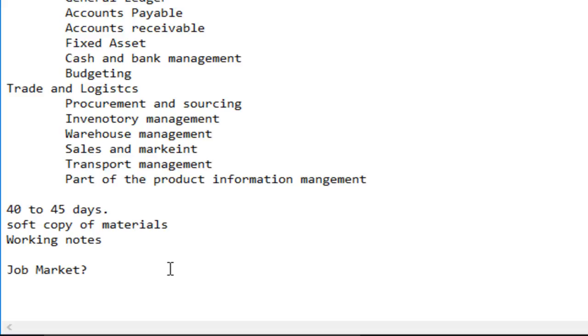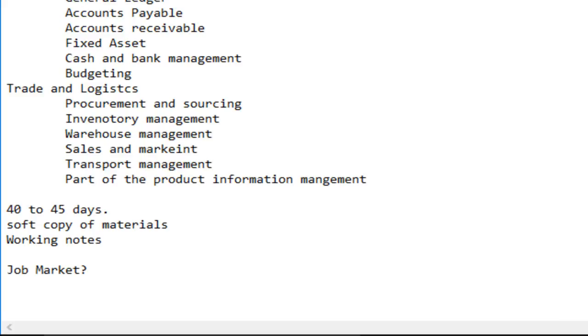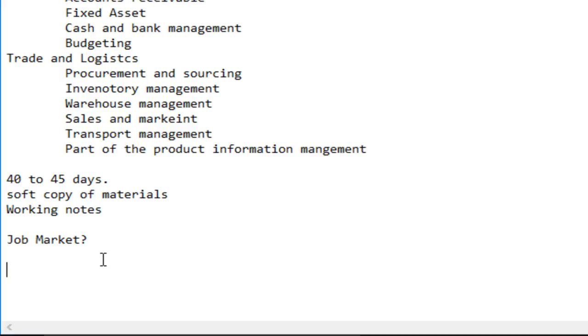Fine. Now we know what is AX, what is ERP, what is the market. But where do we get the jobs? Most of you are job aspirants, I know. You wanted to have jobs. You are here to get a job somewhere in IT, or you wanted to start your career in IT. To start your career in IT, you need to have awareness of where we will get the jobs.